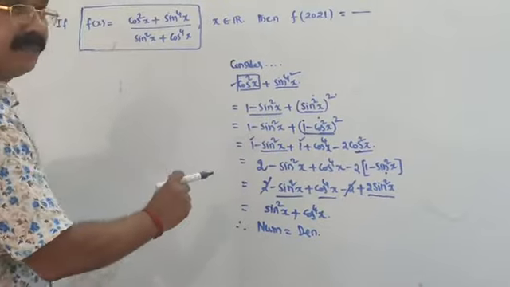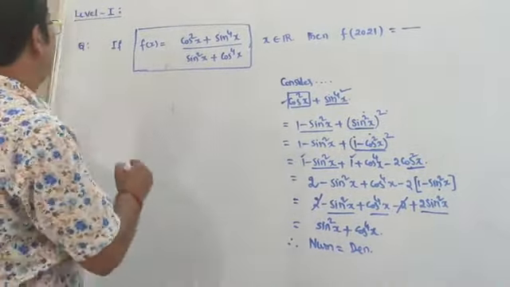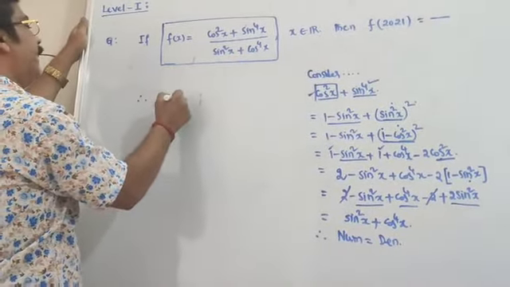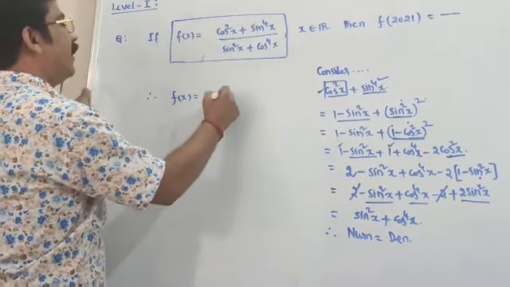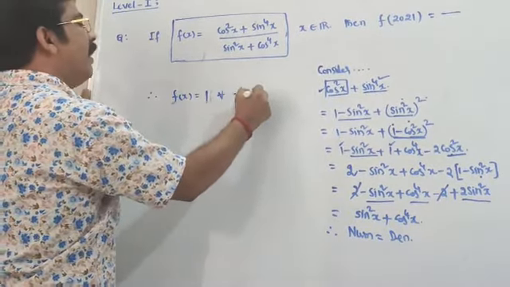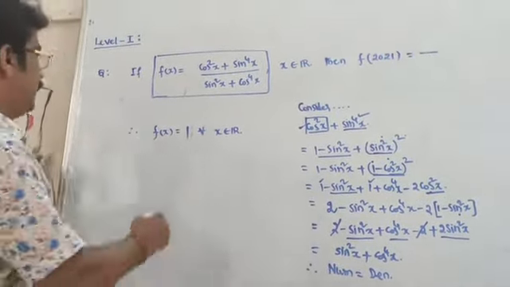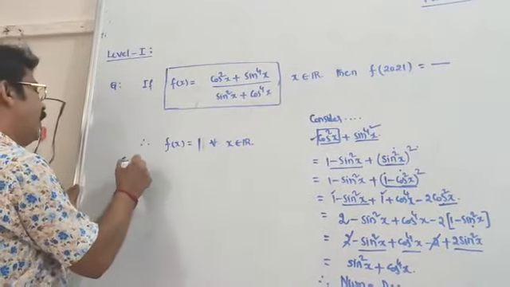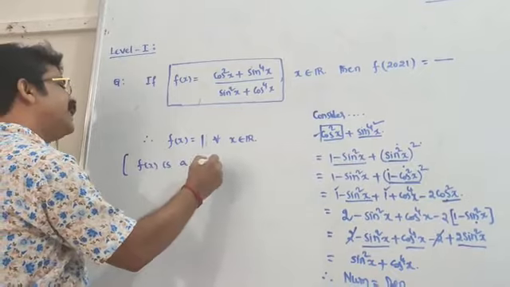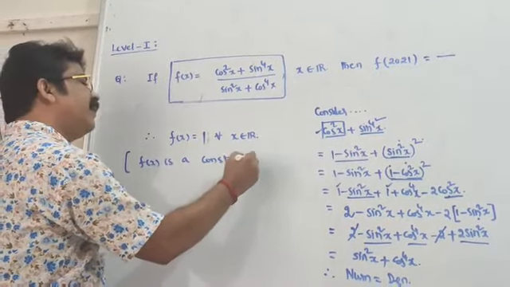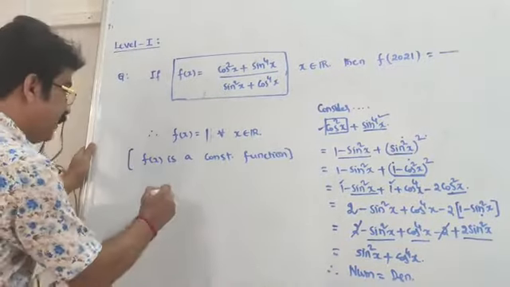denominator. This is an important function in trigonometry. If possible, you remember this function. So therefore f of x equal to numerator is equal to denominator, which means it is 1 for all x belongs to capital R. What does it mean? It is a constant function. Therefore, f of x is a constant function. A constant function means what?